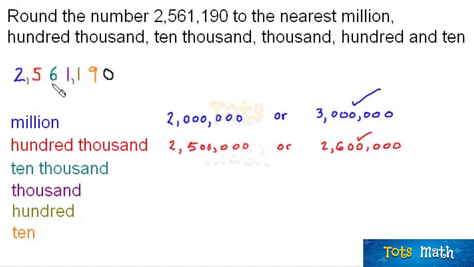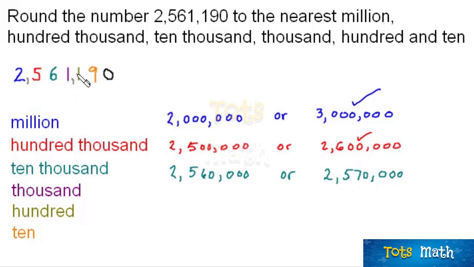The digit in the 10,000s place is a 6. That means we're either going to round down to 2,560,000 or we're going to round up to 2,570,000. And to help us decide, we need to look at the digit in the thousands place.